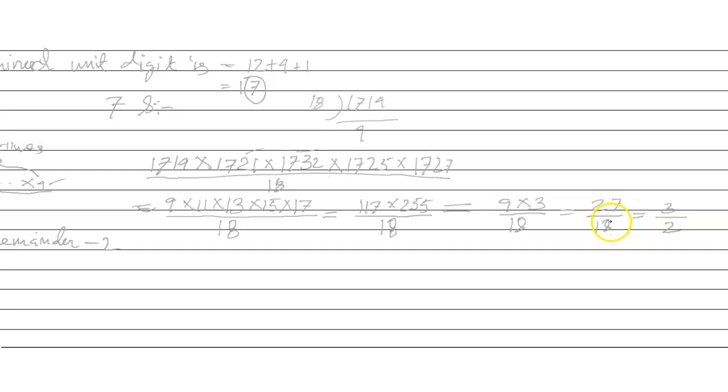So the remainder portion is, because 9 cuts, it is 3 and 2, 3 by 2, and this portion is 1. Friends, you must remember that a to the power n divided by a plus 1 always gives remainder 1. Also note this remainder.